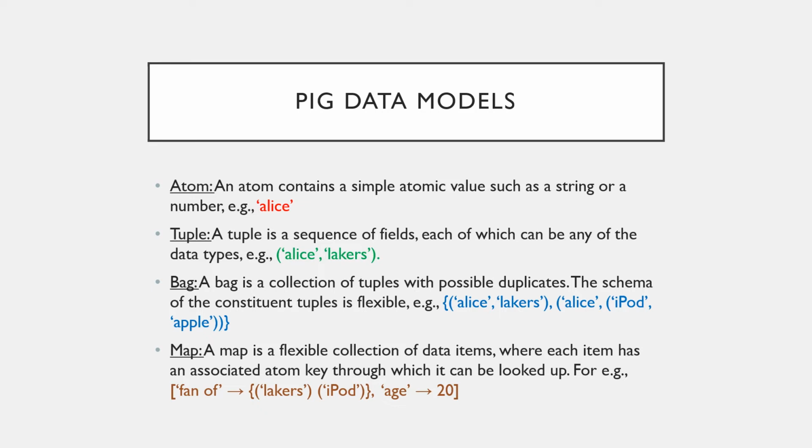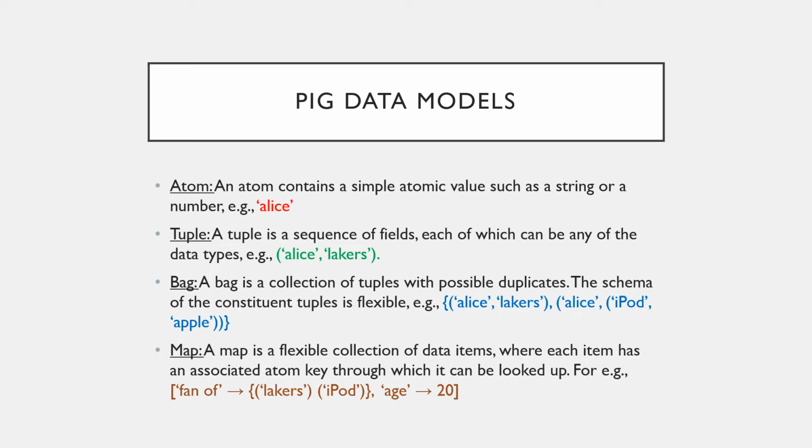Atoms are simple atomic values such as a string or number. Here highlighted in red is Alice, which is a string, which is an atom in Pig Latin. Next we have a tuple, which is a sequence of fields, each of which can be of any data type. That means within a tuple you can have atoms, which can be a string, a number, or something else. And within a tuple you can also have a tuple, which helps you in nesting various tuples and various bags within one another. Now you have a bag, which is a collection of tuples.